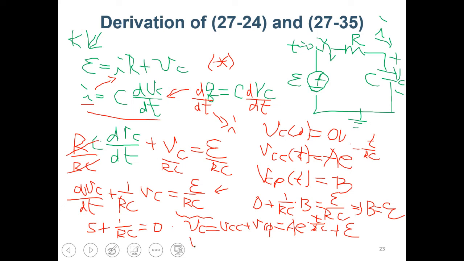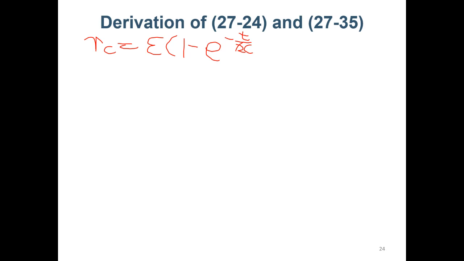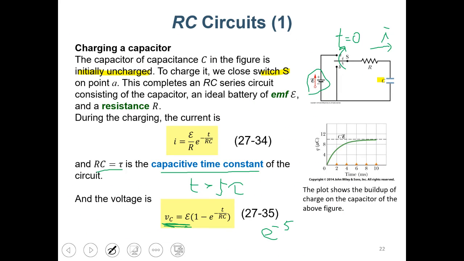And then we know that Vc(0) is 0, which should be this one. We substitute t equals 0, which gives A, because e to the 0 power is 1, plus E. So A should be negative E. In this case, we know that Vc should be E times 1 minus e to the minus t over RC power. So we can derive this one.